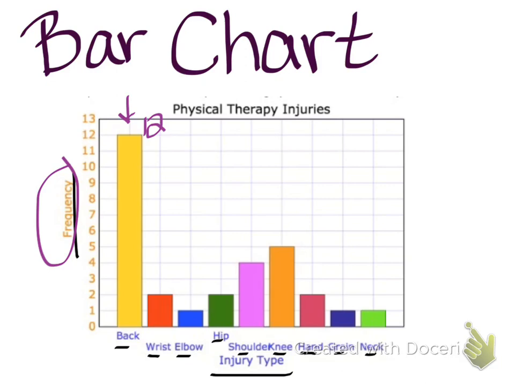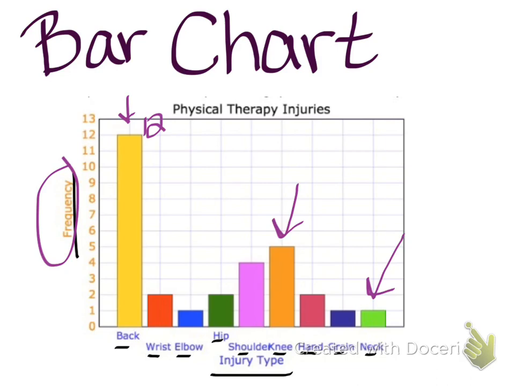Examples of questions that I might ask you: which one had the most injuries, which one had the least. I might ask you how many more injuries the doctor saw with knee injuries as opposed to neck injuries. In that case, you would need to look at how many knee injuries there were and subtract the number of neck injuries. I might also ask you how many total people were in the data set.